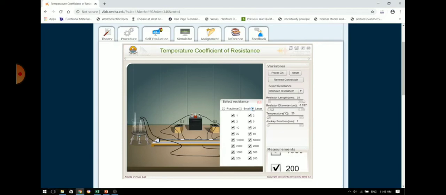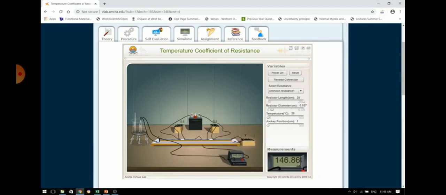Okay, the P and Q both are chosen 0.5. In the smaller resistance I am just choosing the resistance 2 ohm in the fractional resistance. I have already chosen. Now with the jockey pointer you can slide the jockey, and try to make the galvanometer zero, or very close to zero. If it is zero, fine, or very close to zero.